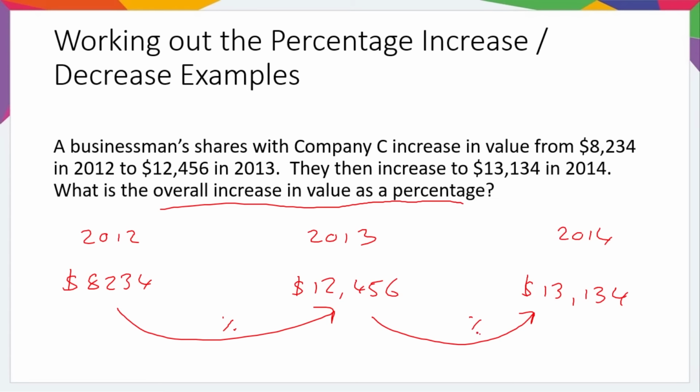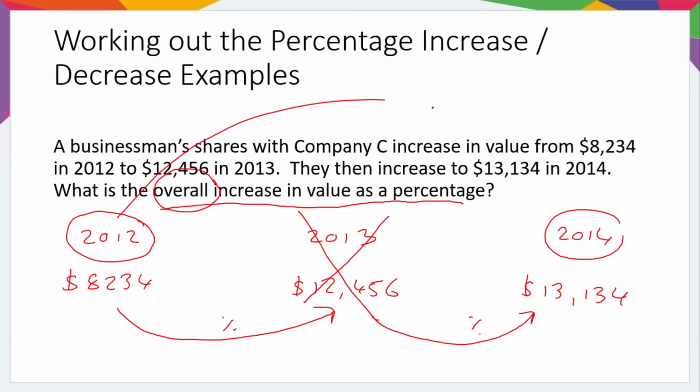What would you do with those 2 percentage increases? Would you take the average of them? Would you add them together? Well, both would be completely wrong. These 2013 figures are completely irrelevant. We're just interested in the overall increase, which is the increase from 2012 to 2014. It doesn't matter what's gone on in between. It doesn't matter if it's gone down then up, or up then down, or up a little bit and up a little bit more. We're just looking at the difference between that value and that value.